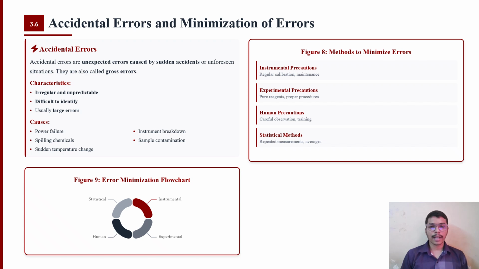Coming to figure 9, error minimization flowchart. This flowchart explains the systematic process of minimizing errors in analytical chemistry.